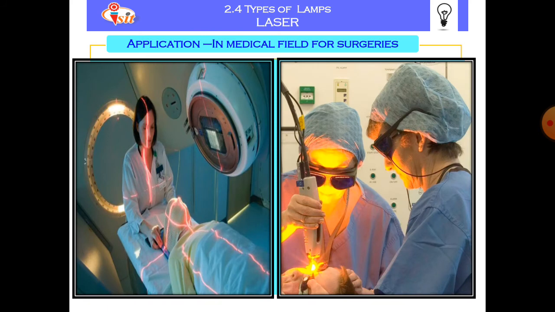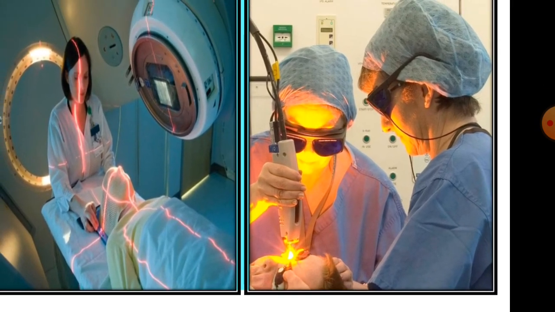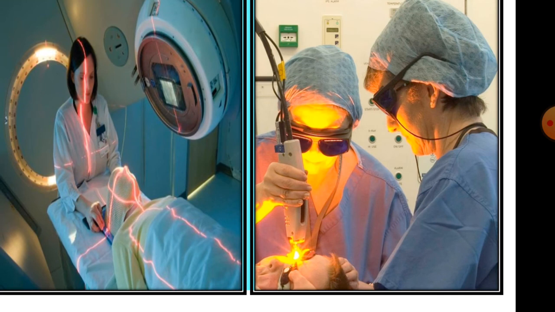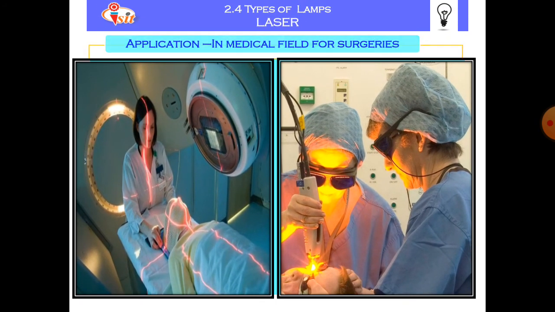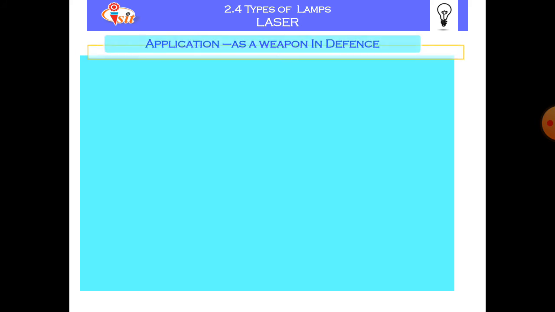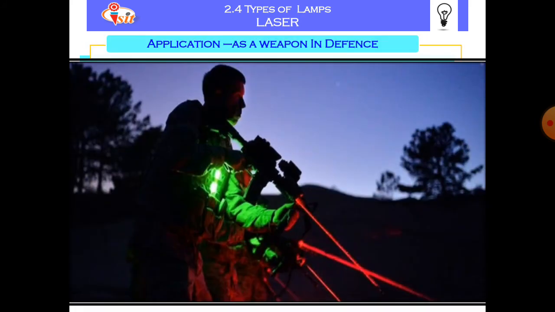Now next one is in the medical field. It is used for surgery purposes. So the second picture shows surgery being carried out on the human eye by the doctors with the help of lasers. Next application is as a weapon in defense. So there are militants who use guns equipped with laser technology.